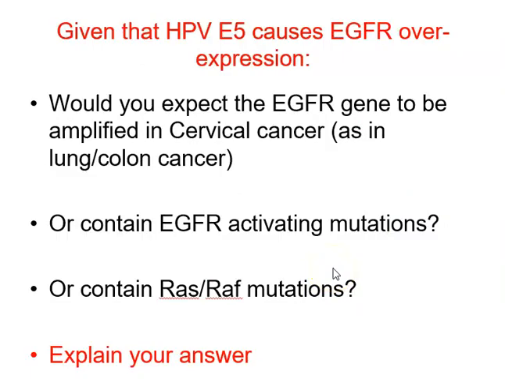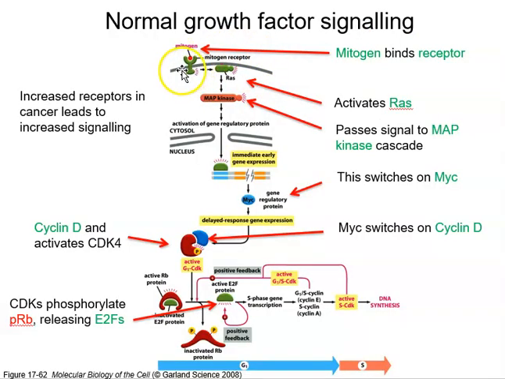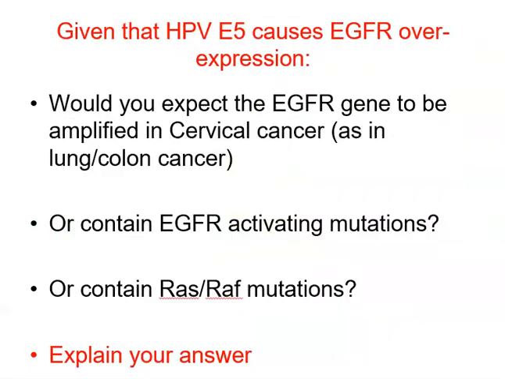And this is the same question but just elaborated a little bit more. Given that HPV E5 causes EGFR overexpression, would you expect the EGFR gene to be amplified in cervical cancer as you see in lung and colon cancer? Would you expect it to contain EGFR activating mutations? Would you expect it to contain RAS and RAF mutations, which are downstream of the EGFR, which is where other cancers tend to pick up mutations? So just have a little think about that. Think about how tumours accumulate mutations, why they accumulate mutations, and whether you think these would be wild type or mutant for EGFR.